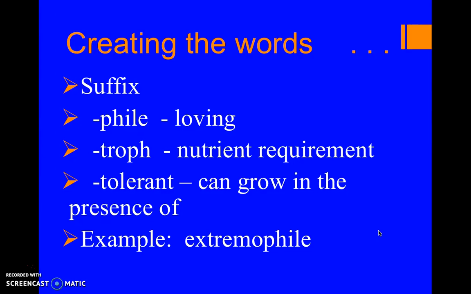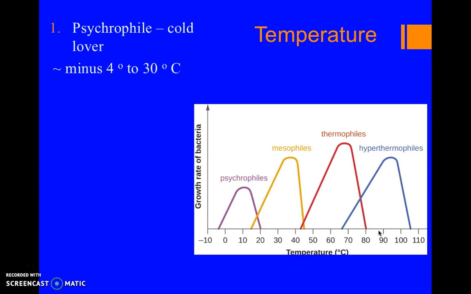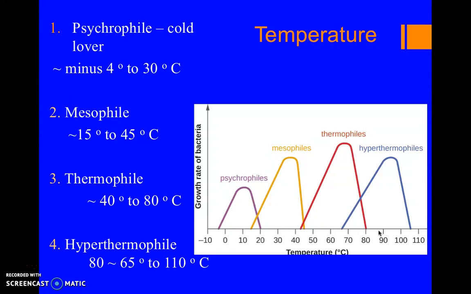Today, almost everyone knows what the word extreme means. It means it's sort of above and beyond the average or the typical. An extremophile is, of course, something that loves those extreme or above average conditions. Terms that we use to describe temperature requirements, we'll use that suffix phile and add a prefix or root word that refers to temperature. A psychrophile is a cold-loving type of microorganism.